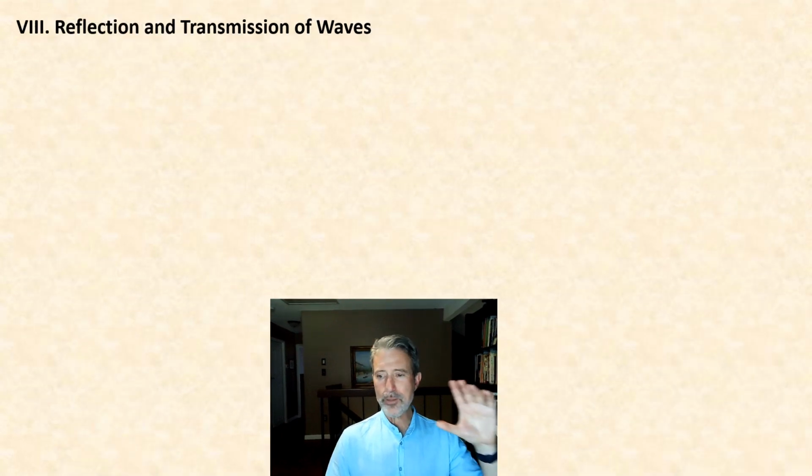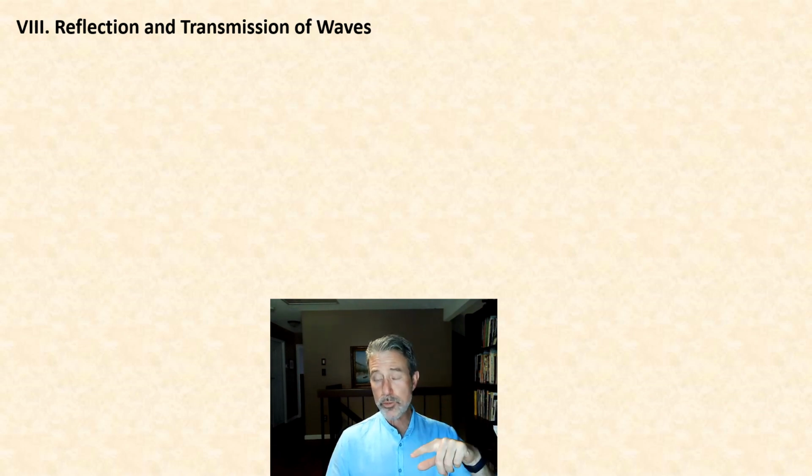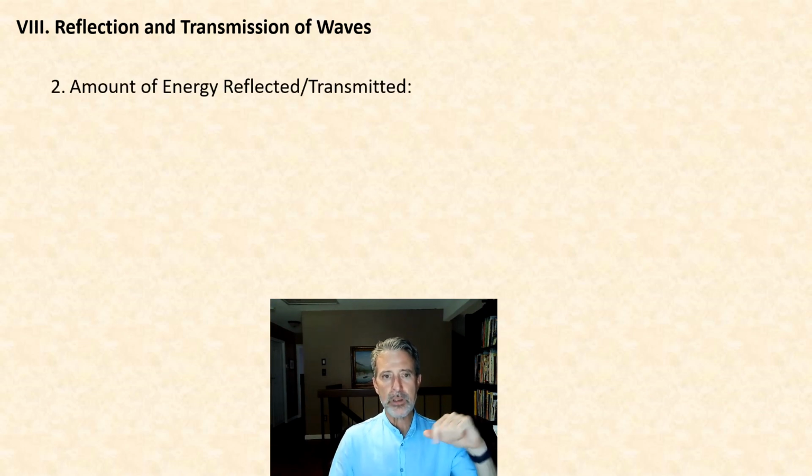All right, so we said on the previous slide that we can determine how much energy gets reflected at the boundary or transmitted into the new medium by looking at the amplitude of the wave, since the amplitude is really a measure of the energy of the wave. Here we want to ask the question, what determines the amount of energy that gets reflected versus transmitted? You could get a lot of energy transmitted and not much reflected, or vice versa.